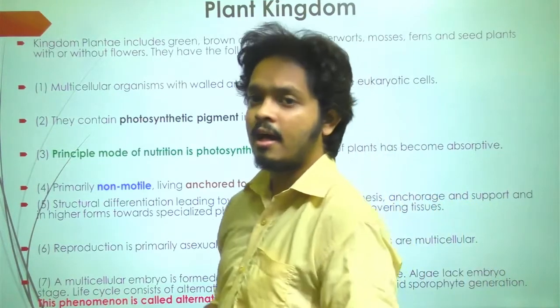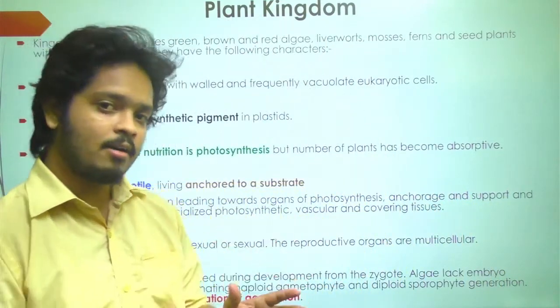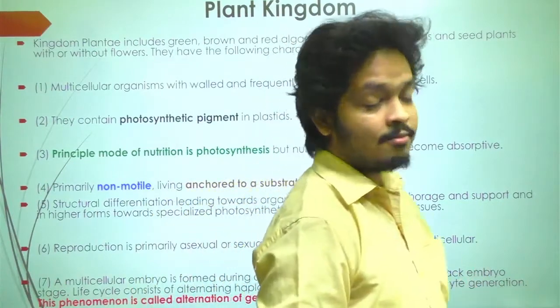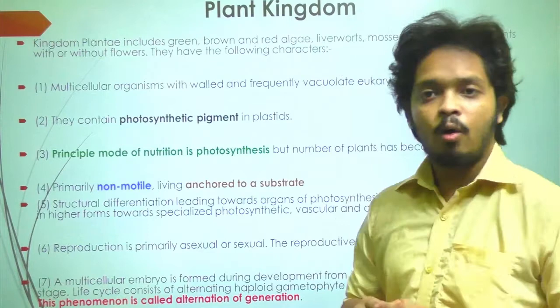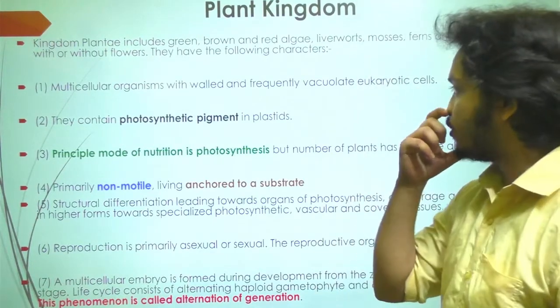So there are plants that have flowers, and there are plants that don't have flowers. Plants have been divided into two parts, mainly called cryptogams and phanerogams. We are going to learn all about that, but first we are going to learn about its major characteristics.